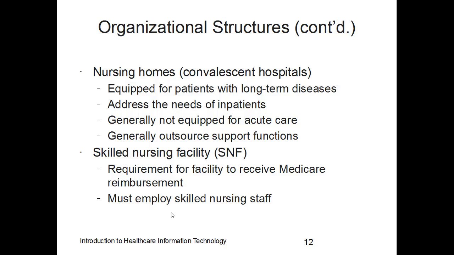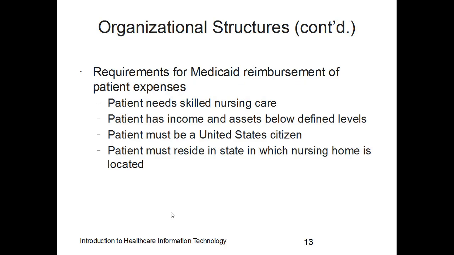You can also have a skilled nursing facility, or SNF. This is a requirement for a facility to receive Medicare reimbursements, and they must employ skilled nursing staff. Just like with Medicare, there are some requirements needed for Medicaid reimbursements for patient expenses. The patient must need skilled nursing care. The patient has an income and assets that are below a certain defined level. The patient must be a U.S. citizen. And the patient must reside in the state in which the nursing home is located.